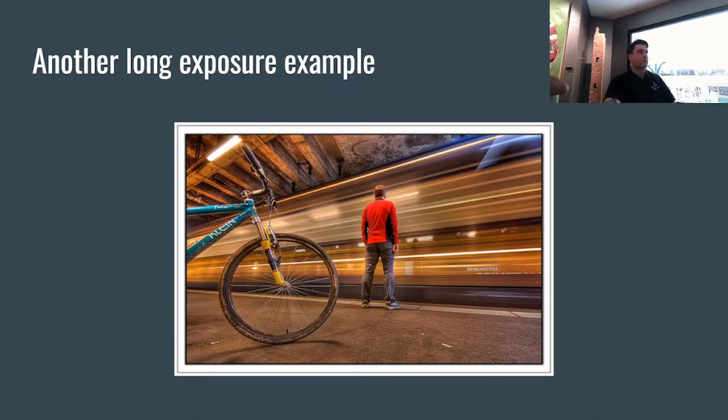Same thing with this gentleman in front of the train. The train is completely in motion, so we're getting all of that quickness, that color, that everything else, but we're then getting the better detail on the ceiling, on the bike, on him from that longer exposure because they're still.